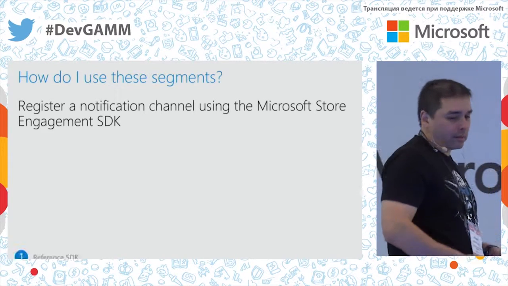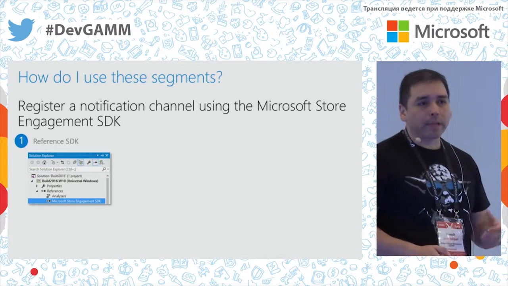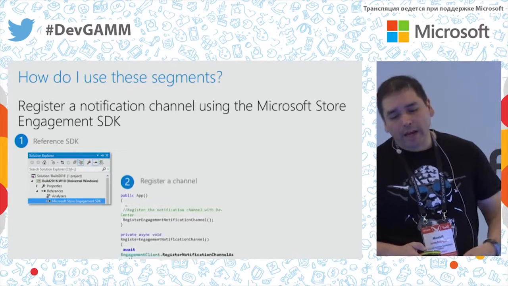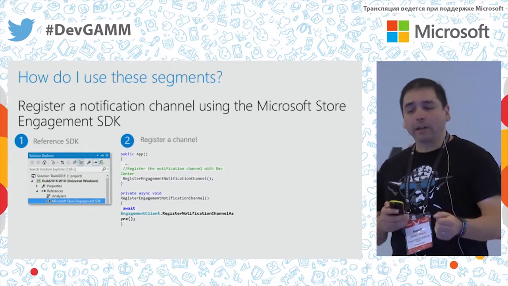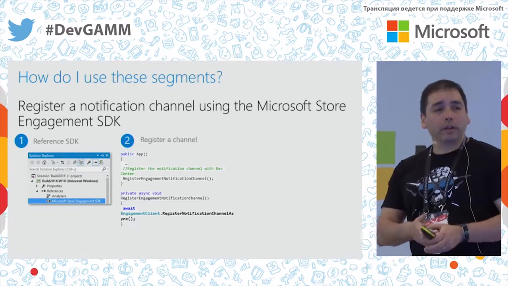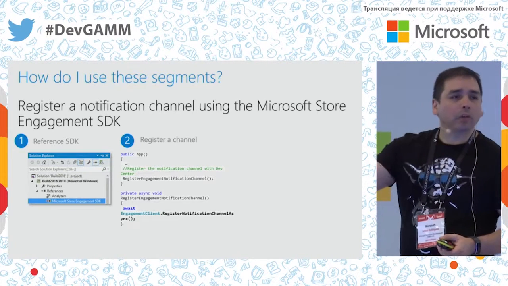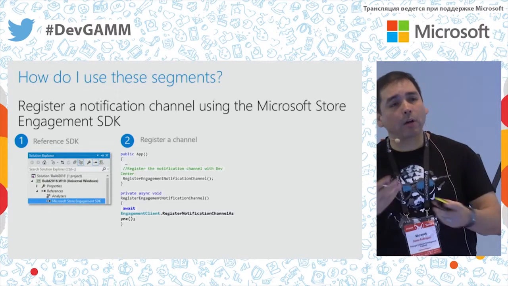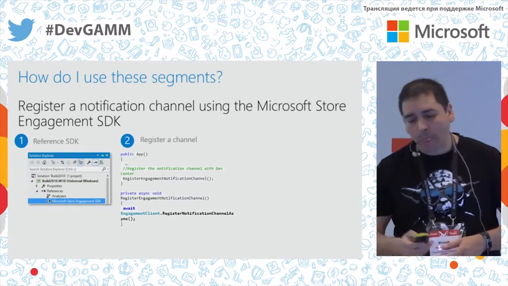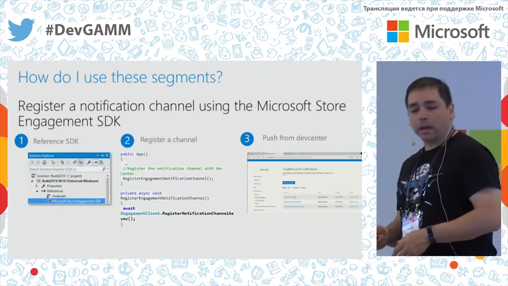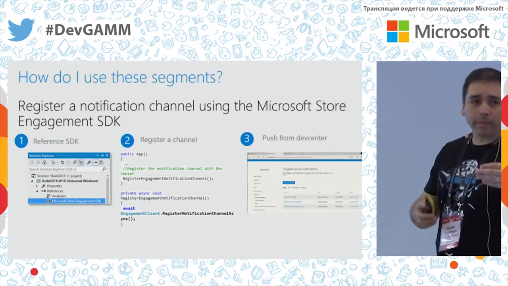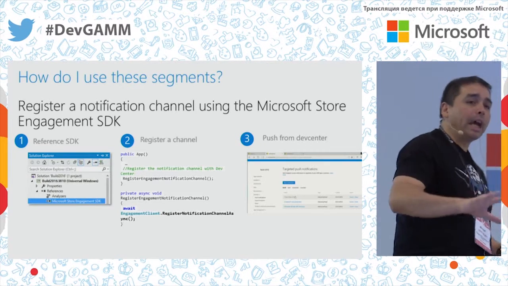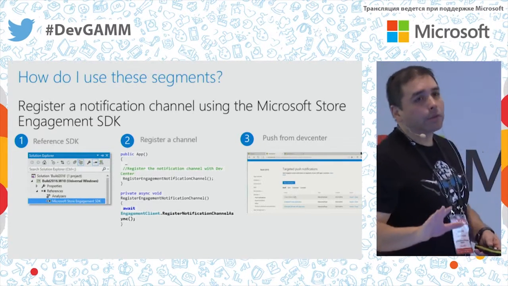How you do it is exactly the same as we did for A/B testing, right? You add a reference to our store SDK, then you register a channel so that you can communicate with that user. This is one call that you make onto our backend to say, hey, this user is now part of this segment. That's how we add them to the segment as they go. And then when you go to the Dev Center, you just go in there and pick a segment, and you create your notifications, and you target them. Right now, for today, you're only getting push notifications.